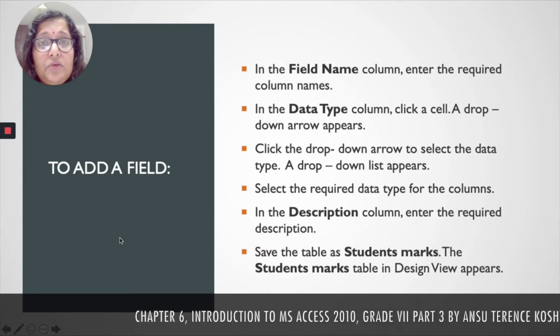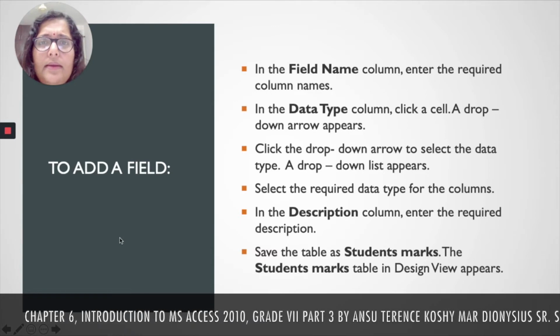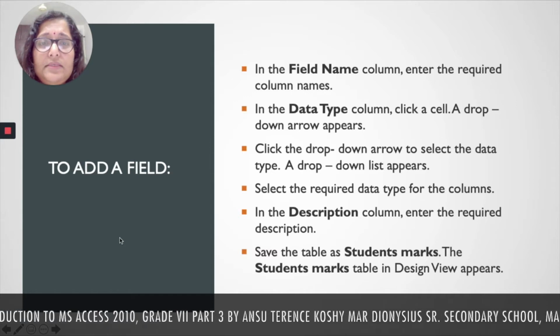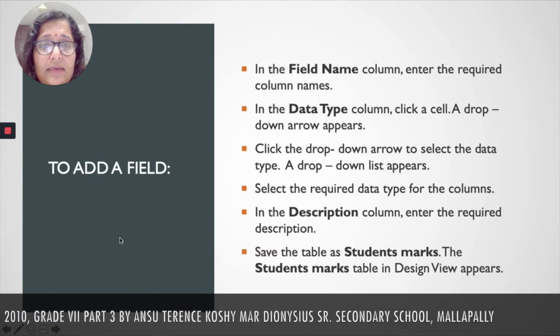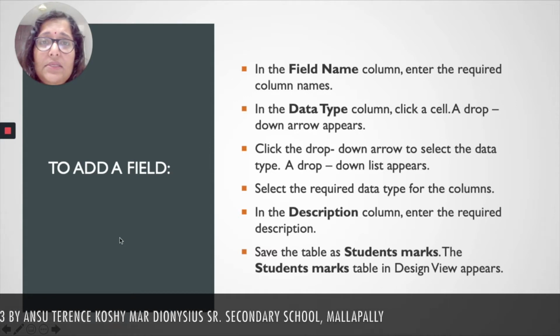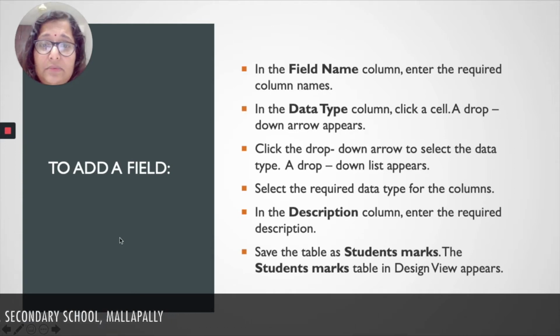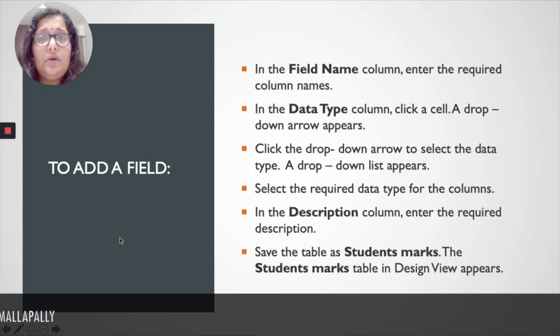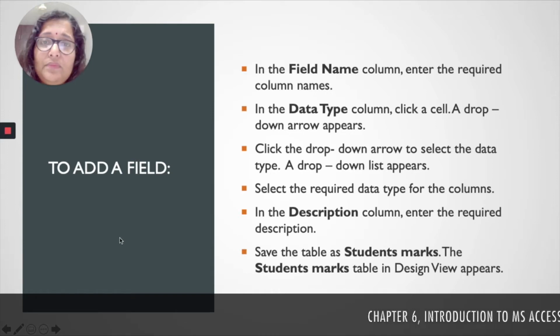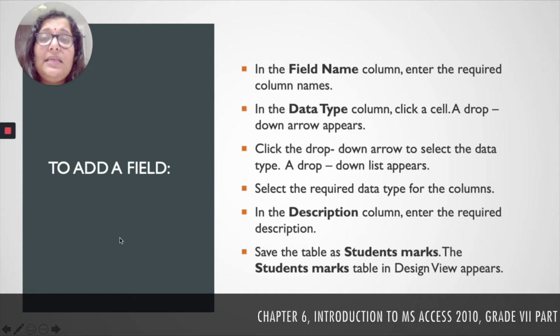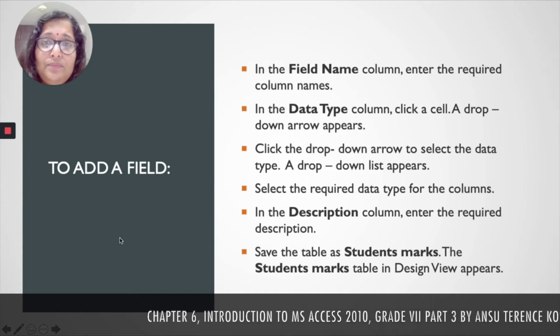In the description column, enter the required description. So first, you have to give the name in the field name column. The second thing is you have to find the data type from the drop down list in the data type column, and in the description column you have to give a description regarding what is being done in these columns. Save the table as students marks. That is, you'll get the students marks table in the design view.